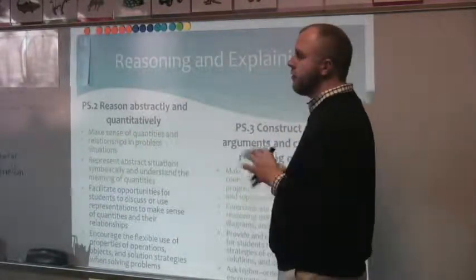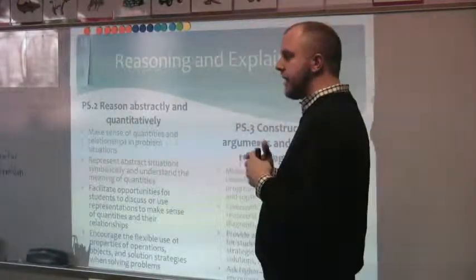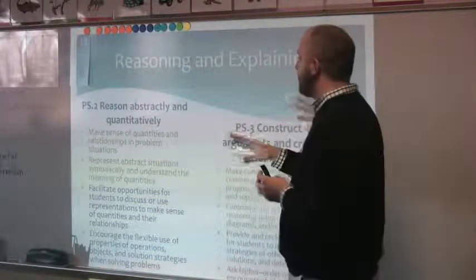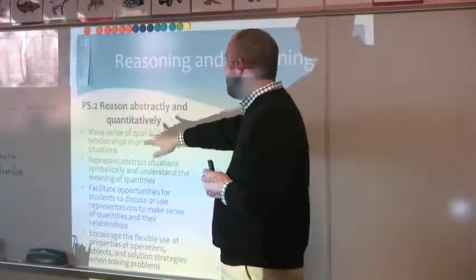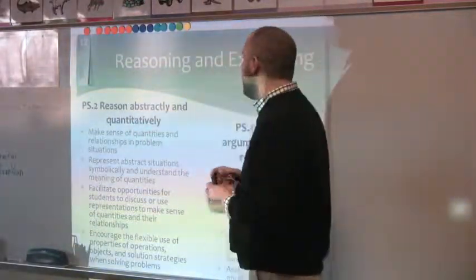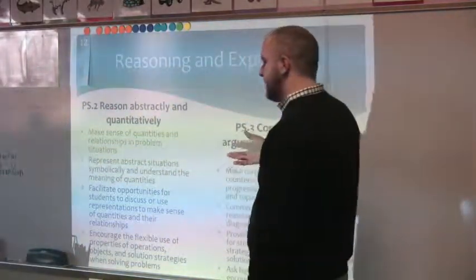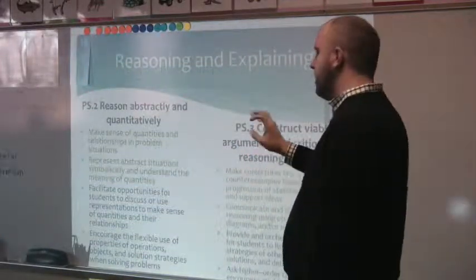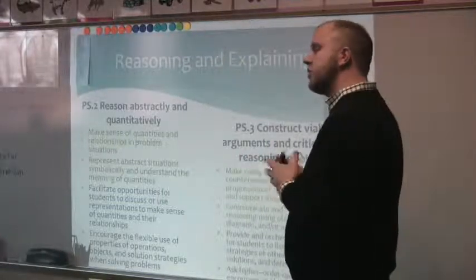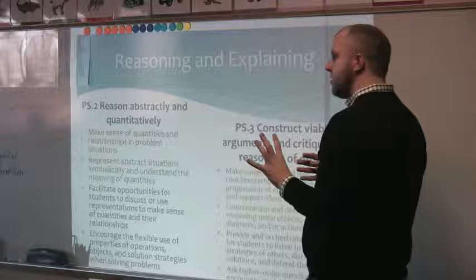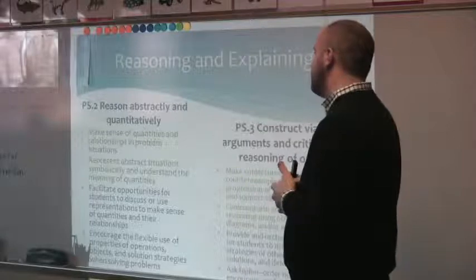So the next two are really looking at reasoning out what it is they're doing, why they're doing it, and being able to explain it, that communication piece in there. So the first one, this is usually the one that gets people the most, and that's process standard 2, looking at abstractly and quantitatively reasoning. What would that mean and look like of what a student is doing at a primary age? Because that's a really long one, has a lot of big words in there. So what would that mean at more of a younger age to you?